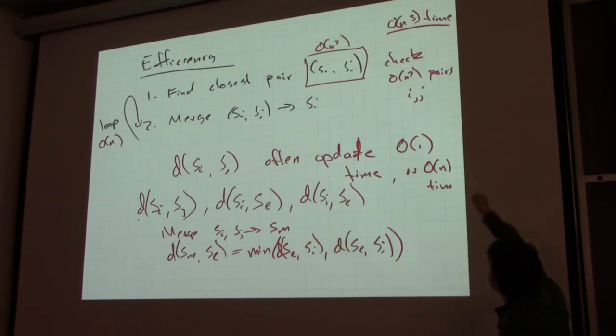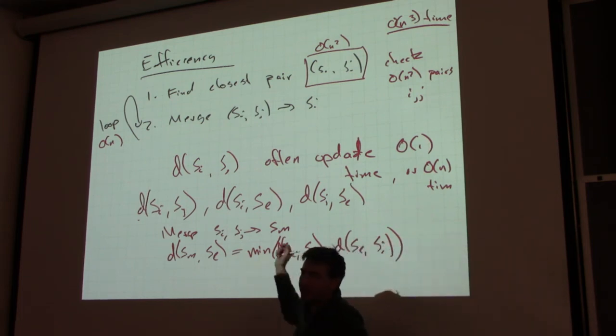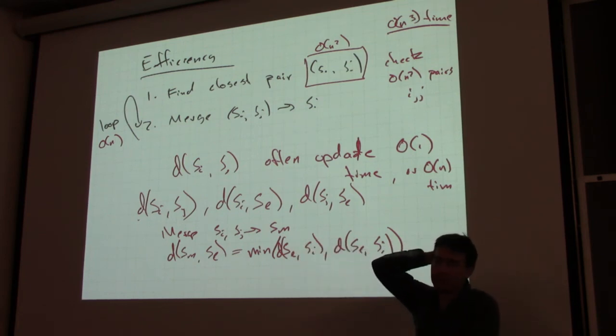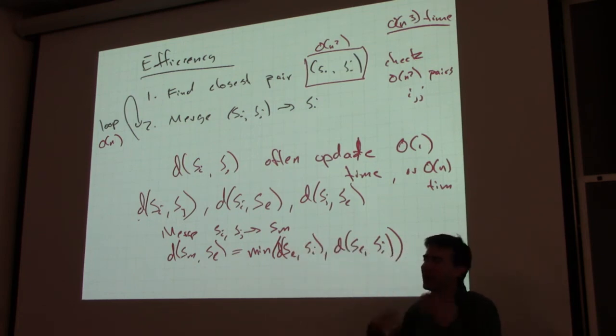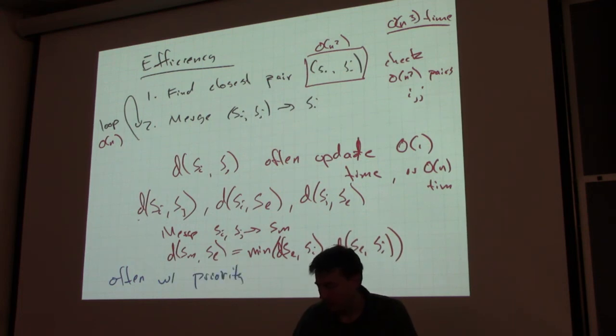And also, I don't necessarily need to check all pairs of distances every time. If I've only updated Sm, I just need to recompute the distance from Sm to each of the other clusters. Right, so in order to do this, and then I want to find the minimum, I can keep a priority queue around.